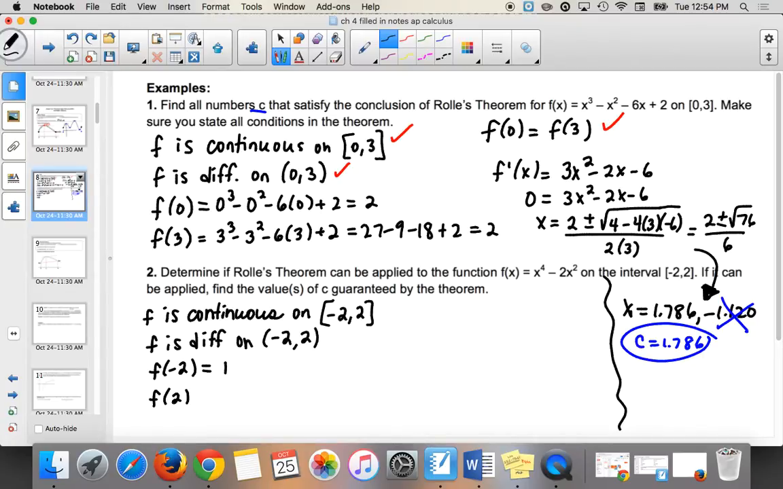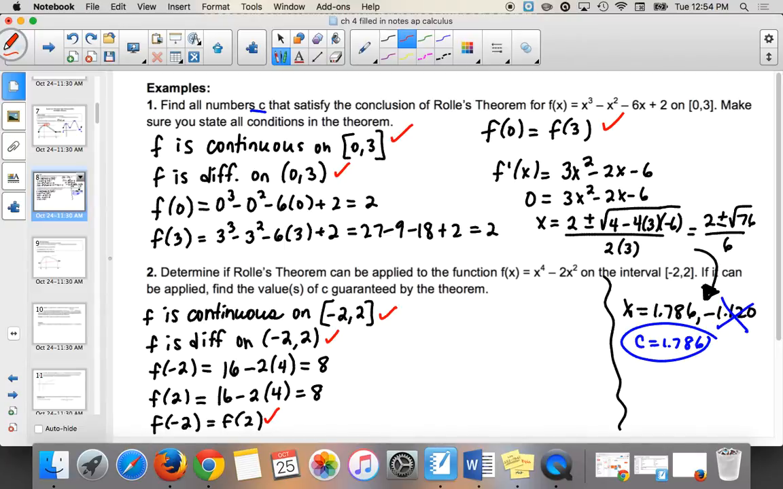F of negative 2 is going to be positive 16 minus 2 times 4, so it's going to be 8. Do you guys see that 2 would be the same thing? It's also equal to 8. So f of negative 2 is equal to f of 2. So we have our 3 conditions. We're continuous on the closed interval, differentiable on the open. We have f of 2 equals f of negative 2. Okay, so that's all like before we've even really started the problem, right?